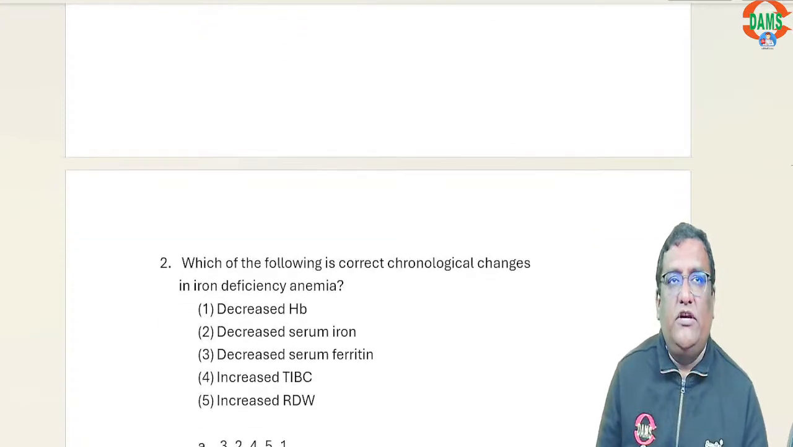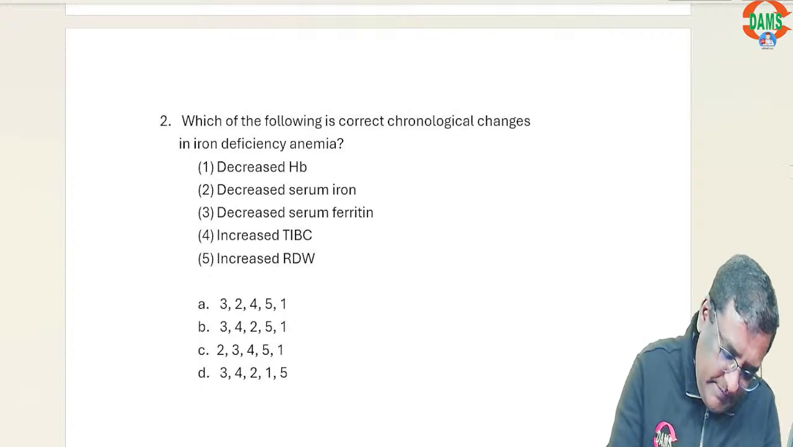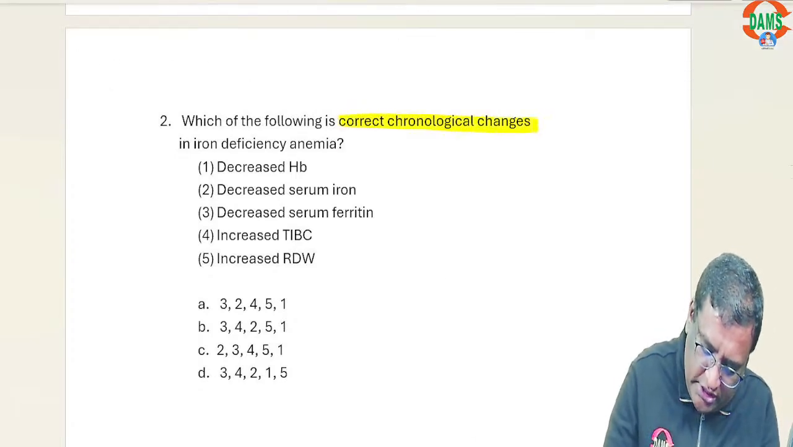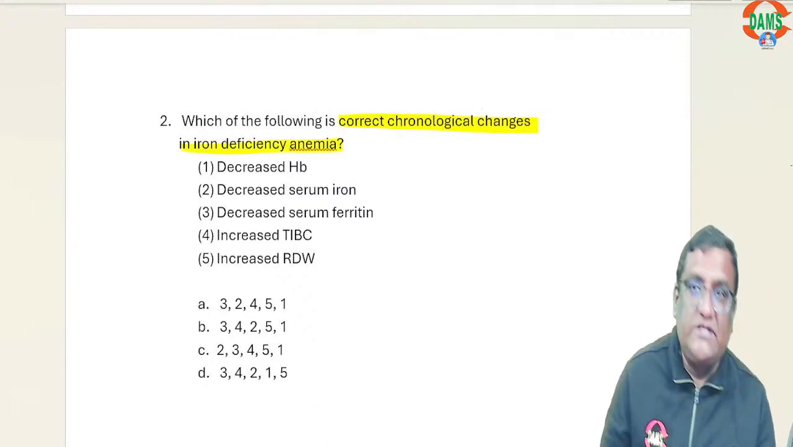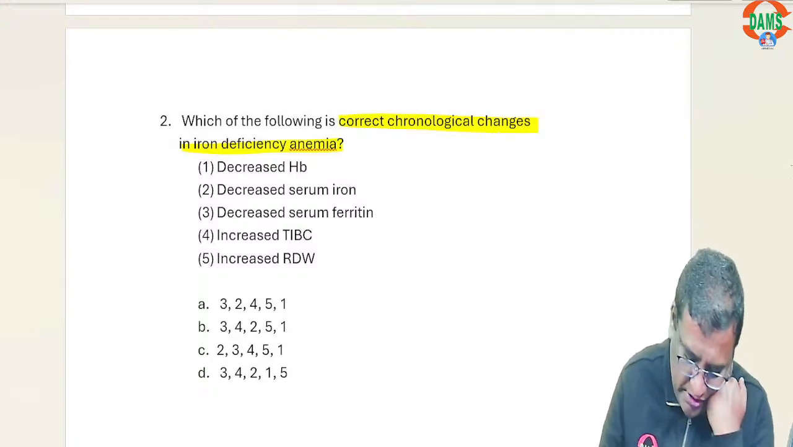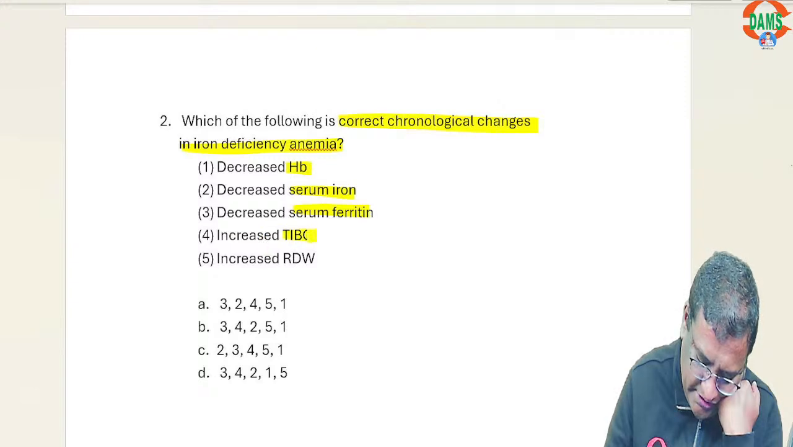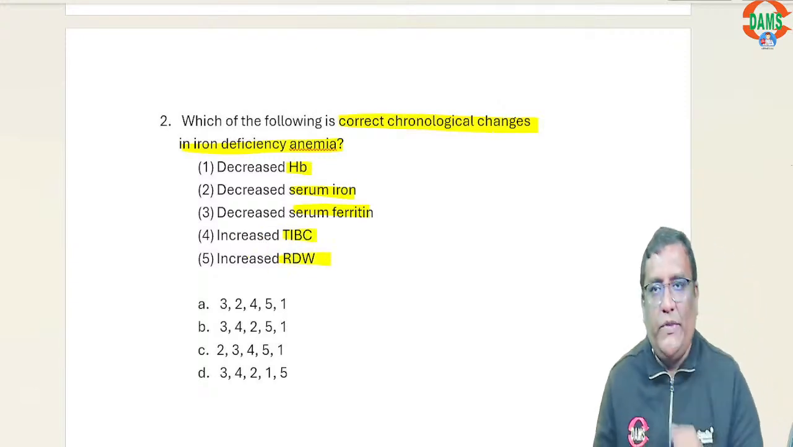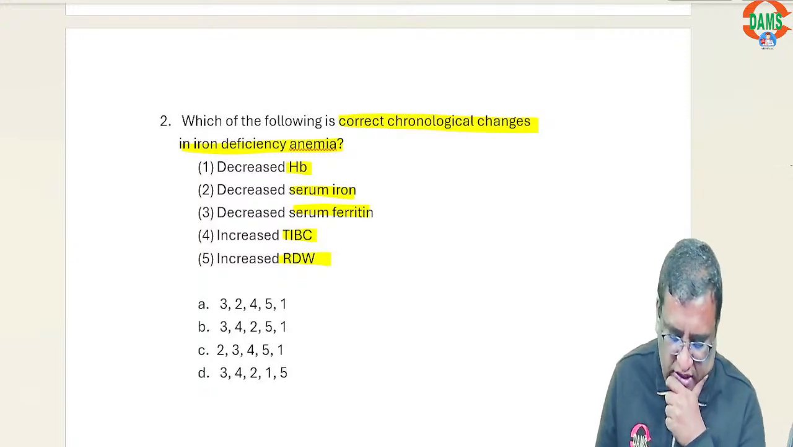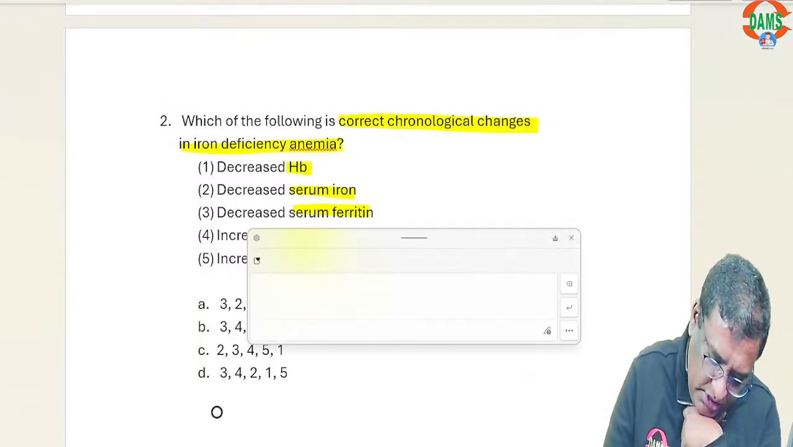Next, I am taking question number 2. It is a one-liner question: what are the correct chronological changes in iron deficiency anemia? Decreased hemoglobin, decreased serum iron, decreased serum ferritin, increased TIBC, increase in RDW. What will happen first? Amongst the given, everybody knows the earliest and most sensitive is serum ferritin.